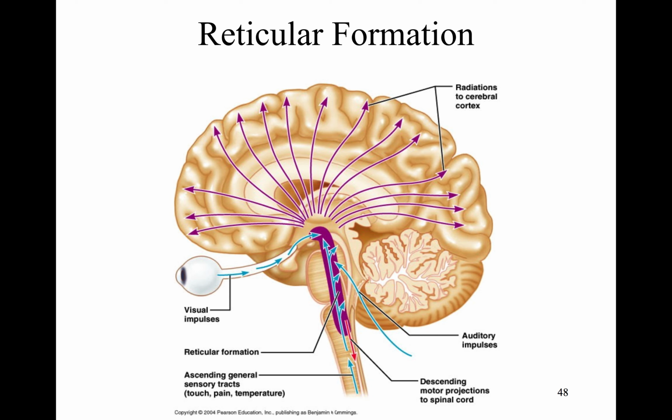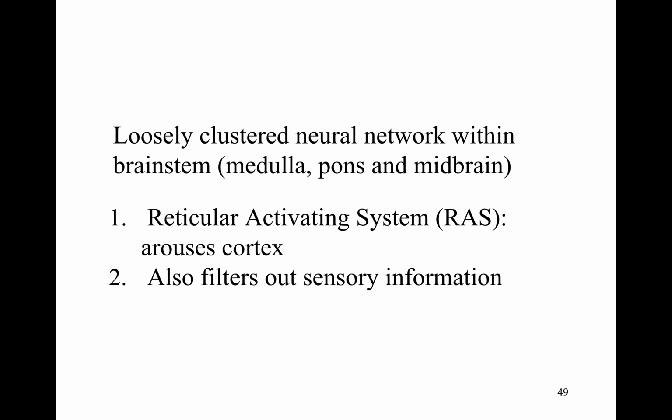Those neurons, once again, are located at the central core of your brainstem. So all the sensory information synapses with the reticular activating system, and then the reticular activating system relays all of the sensory impulses to the appropriate regions of the cerebral cortex. This allows the cerebral cortex to stay aroused or alert.